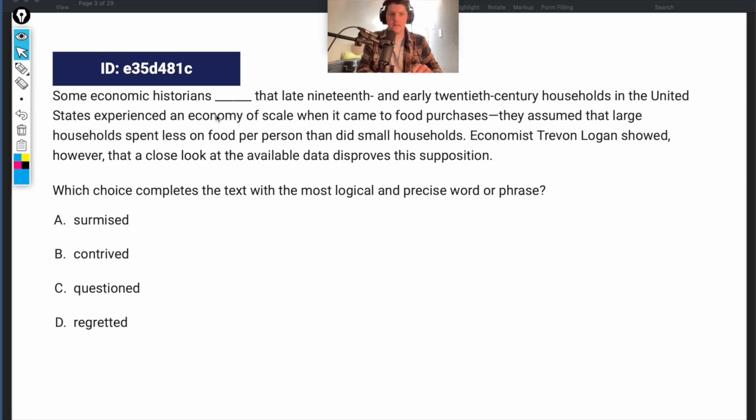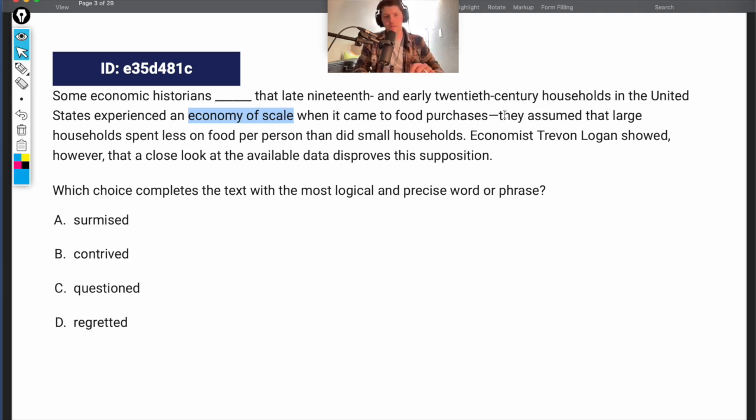households had a certain experience. Now, this is a difficult phrase when it came to food purchases. Experience something when it came to food purchases. It's okay to not fully understand a phrase. Just flag it.